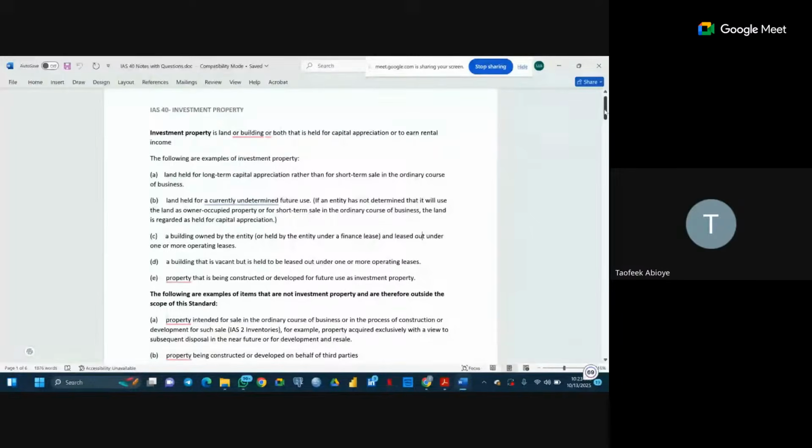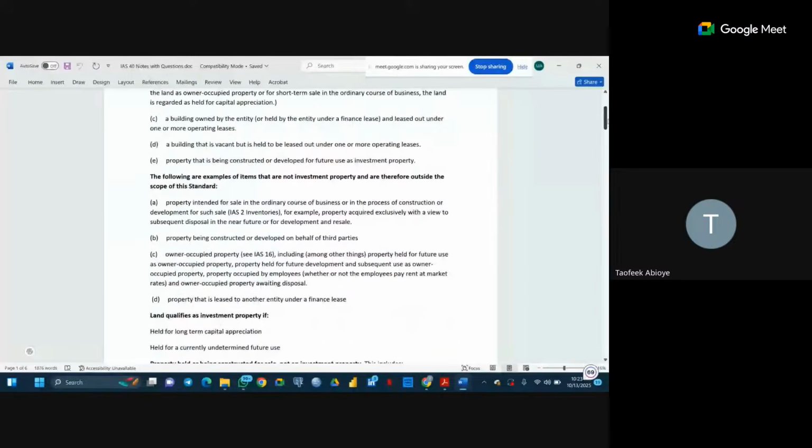So I'm talking about IS40 investment property as a property that is being held for rental purpose or capital appreciation, which is the major reason that differentiates it from IS16, which is the property that is being held for administrative purpose. So I move ahead to explain some examples that can categorize as an investment property.